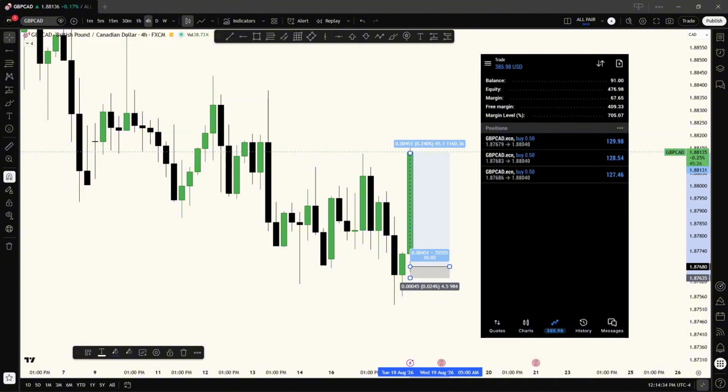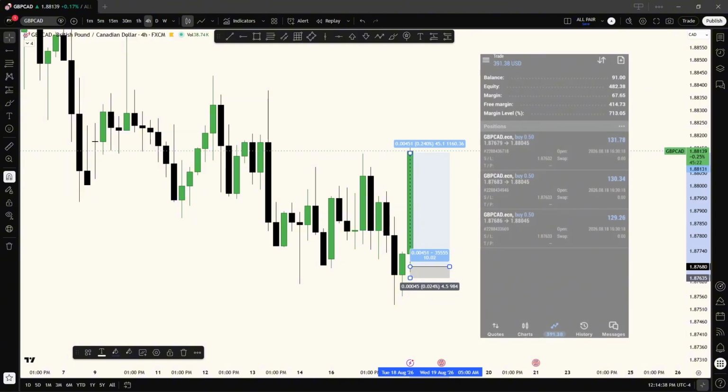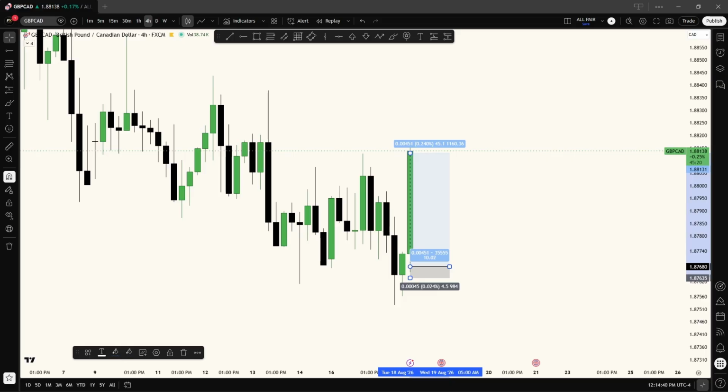A 1 to 10 risk to reward doesn't come from luck. It comes from patience, discipline, and trusting your levels, even when it feels uncomfortable to wait. The hardest part of this trade wasn't finding the entry, it was having the patience to stay in the trade and let it reach the target. When you have a tested system and proper risk management, you don't need to panic over every small move, you just let the trade play out.